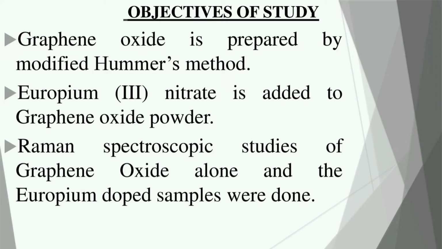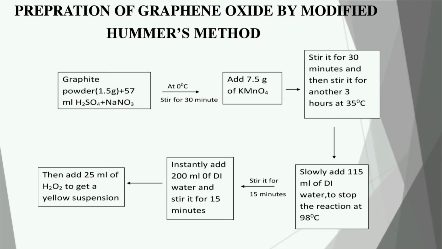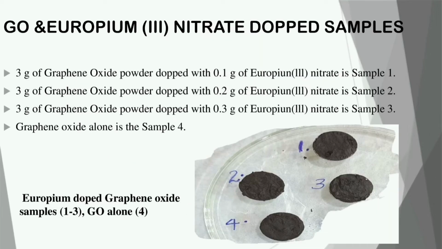For this, we prepared graphene oxide using the modified Hummers method. And thereby we prepared 4 samples. Sample 1 contained 3 gram of graphene oxide powder topped with 0.1 gram of europium nitrate. Sample 2 with 0.2 gram of europium nitrate and sample 3 with 0.3 gram of europium nitrate. We took graphene oxide alone as the sample 4.